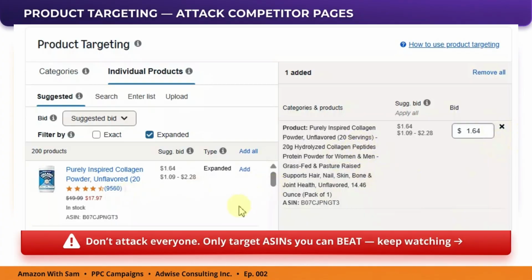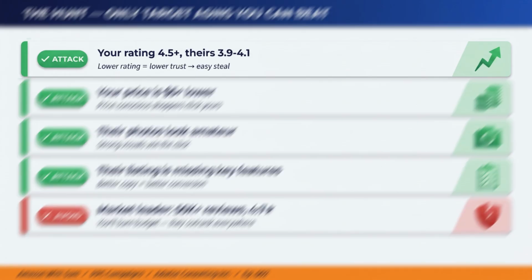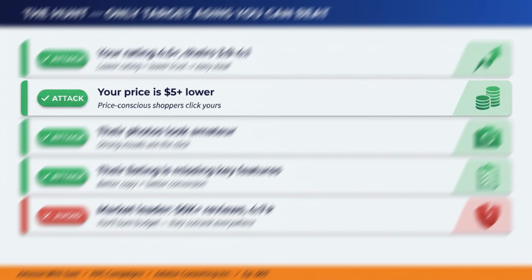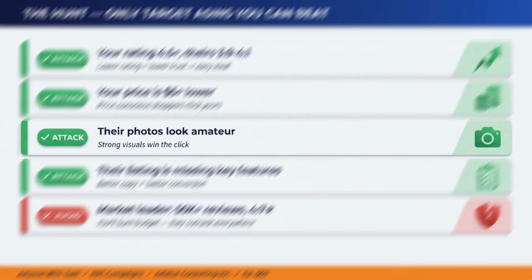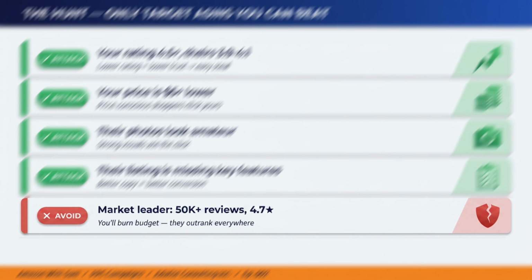Both work, but there's a rule you need to follow before you start firing. Don't attack everyone. Hunt. Only target competitor ASINs where you have a clear advantage. Your rating is 4.5 stars. Theirs is 3.9 to 4.1. Attack. Your price is $5 lower? Attack. Their photos look like phone selfies, yours look professional? Attack. But the market leader, the brand with 50,000 reviews and a 4.7 star rating, don't go head to head.